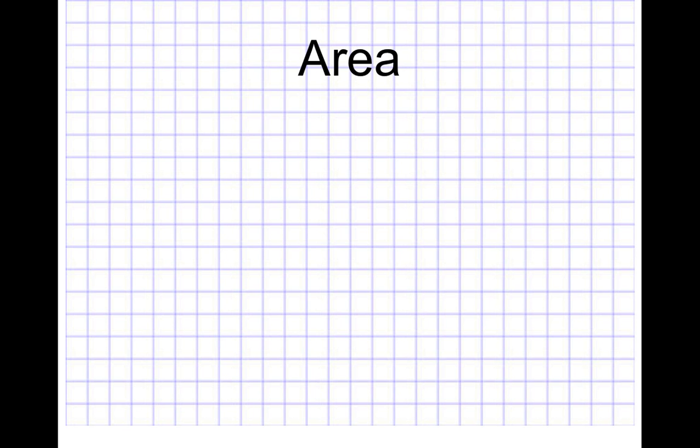Hi, today we're learning about the distributive property and factoring out the greatest common factor. First, let's recall the idea of area, which is just how much of a flat surface a shape covers.